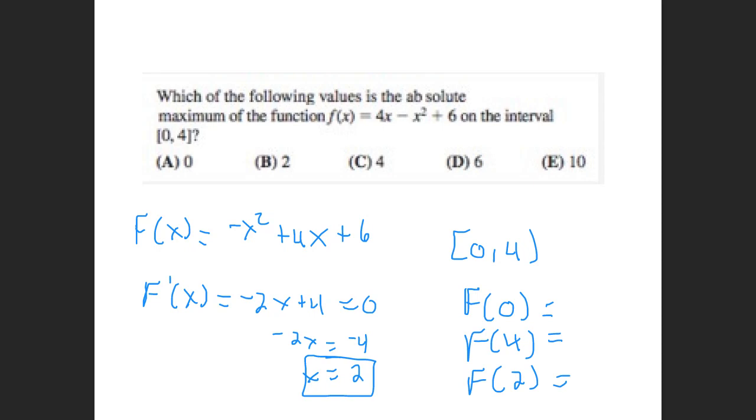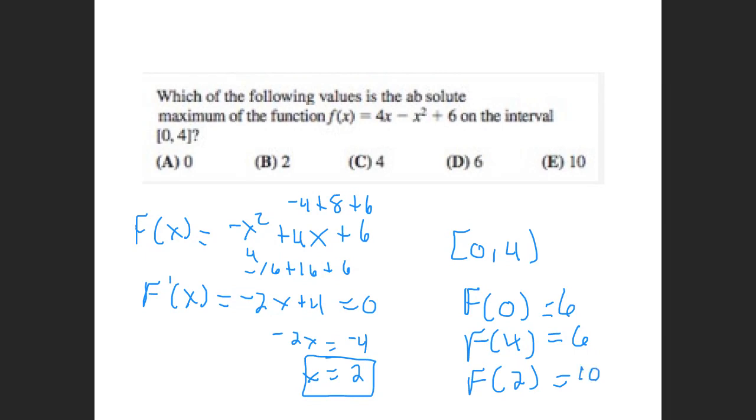So if I put 0 back into my original function, that gives me 6. So 0, 6 is a point on my graph. And if I put 4 in here, 4 squared is 16, so that's negative 16 plus 16 plus 6. So that's 6. And if I put 2 in there, 2 squared is 4, so that's negative 4 plus 8 plus 6. So what is that, 14? That's 10.